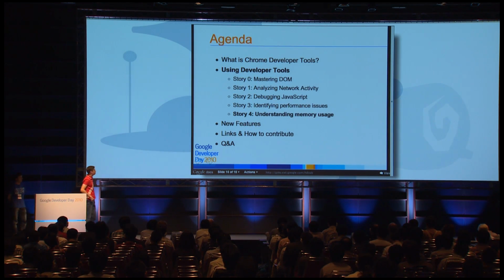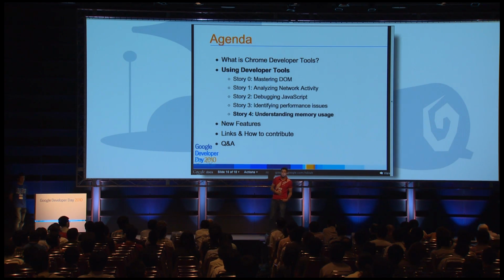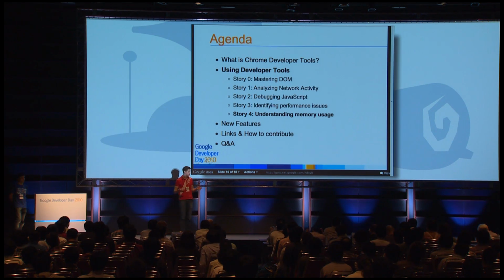And the last one is about memory. Why do you need to understand the memory usage of your application? After all, JavaScript is a garbage-collected language. So it looks like you don't need to worry about it, like in languages such as C++. Virtual machines should make memory management easier for you.